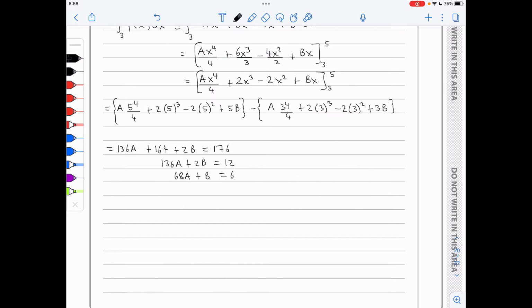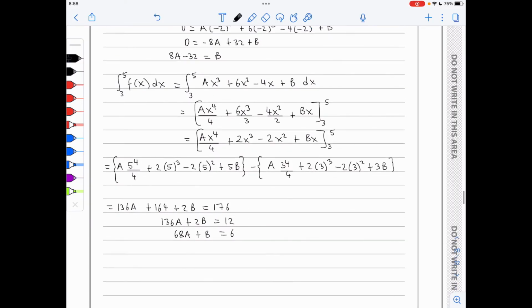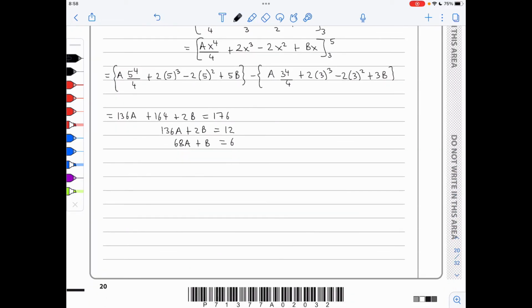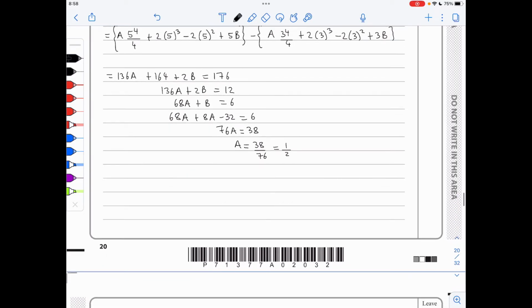equal to 6. Now we have seen that B is 8A minus 32, so I'm substituting B. I get 68A plus 8A minus 32 is equal to 6, which leads to 76A is 38. So A is 38 over 76, which is simply a half. We found the value of A. Let's proceed in finding the value of B. We had that B is 8A minus 32, and this gives an answer of negative 28.